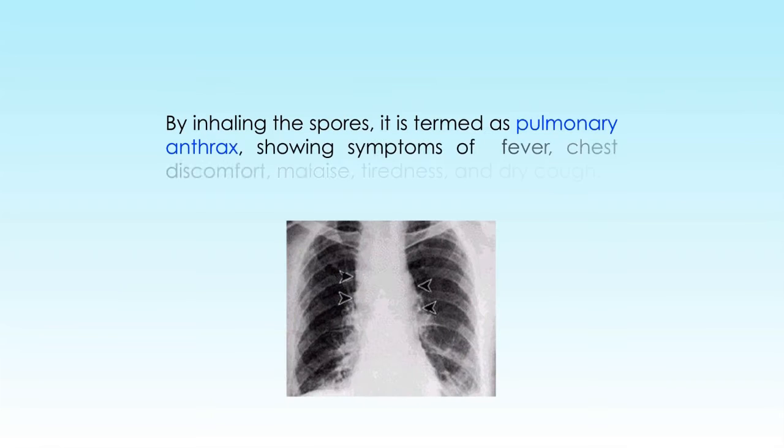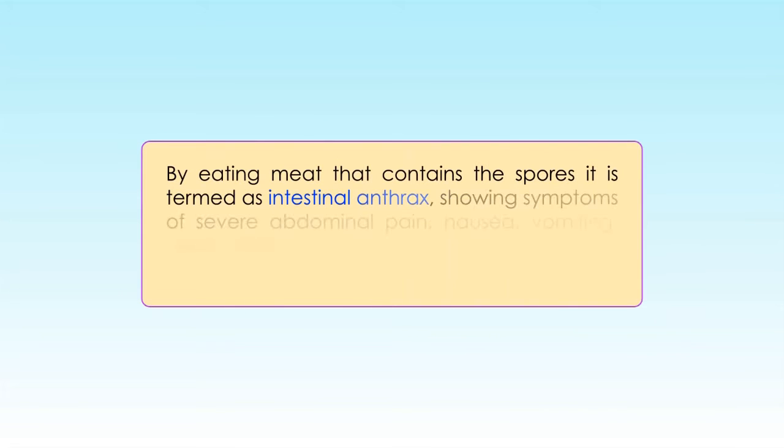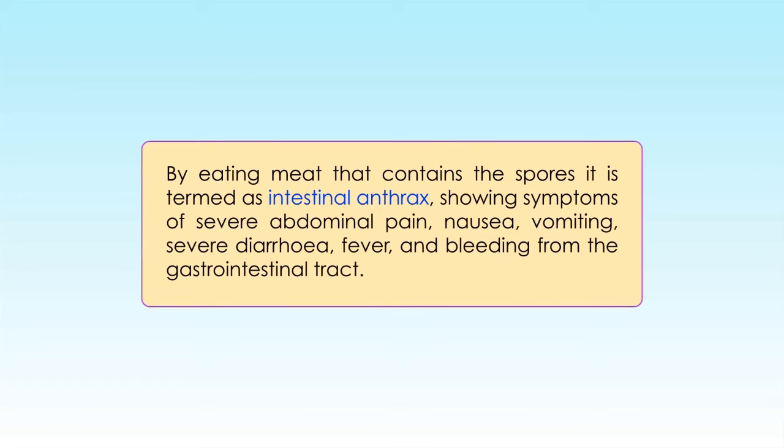Then by inhaling these spores, it is termed pulmonary anthrax, which shows the symptoms of fever, chest discomfort, malaise, tiredness, and dry cough. Then by eating meat that contains a spore, it is termed intestinal anthrax. And this shows the symptoms of severe abdominal pain, nausea, vomiting, severe diarrhea, fever, and bleeding from the gastrointestinal tract.